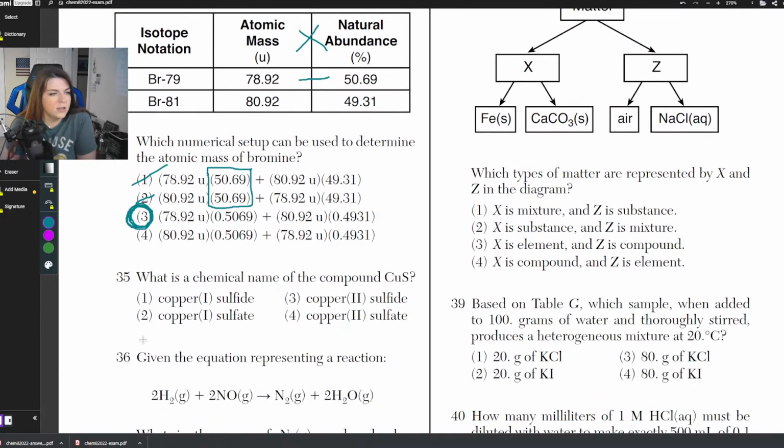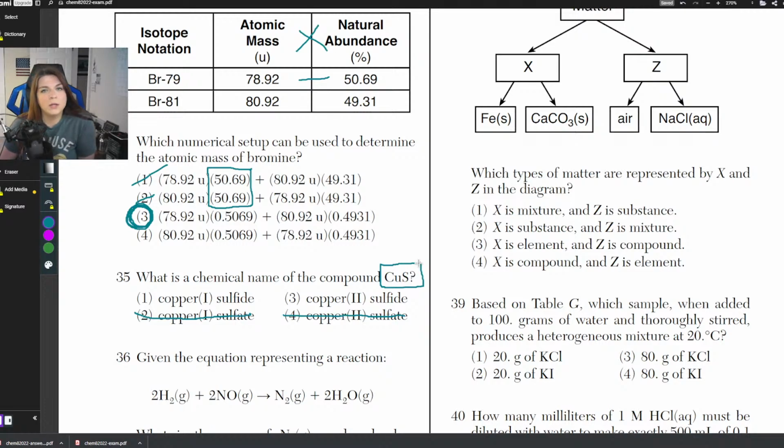Okay, 35. What is a chemical name of the compound CuS? Okay, love this. Obviously, we're working with copper. That is Cu. S by itself is sulfide. Sulfate would be a polyatomic ion. It's the polyatomic ion SO4 with a -2 charge. And this baby has no oxygen, so it is not sulfate. It has to be sulfide.